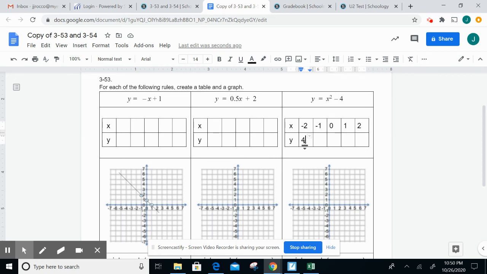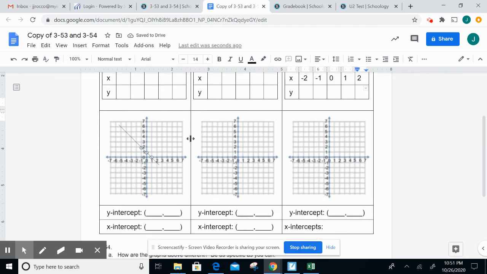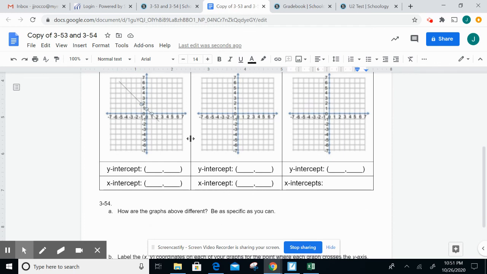Oops, I'm not quite done with that problem. 4 minus 4 would be 0. Now let's do this one. 2 squared is 4. 4 minus 4 is 0. So you can tell something's funky is going on because they both have the same y. But graph it, I can tell you it's not going to be a straight line like these ones. And we'll talk a lot more about why that is, but that's what we're looking at there.